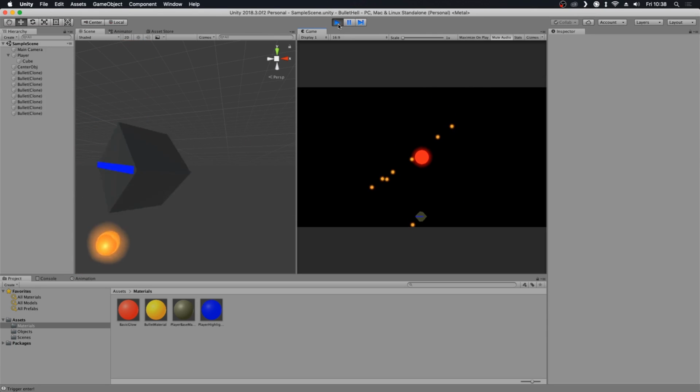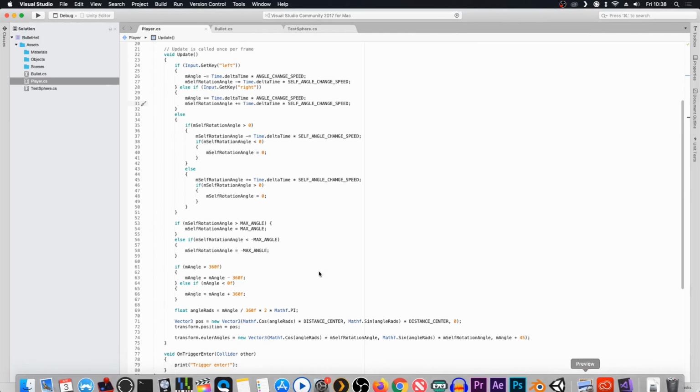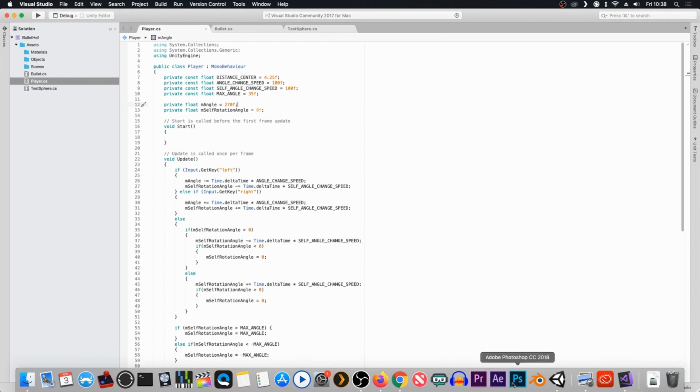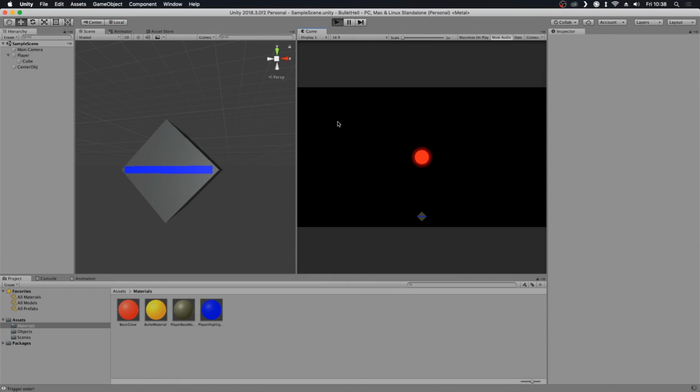Okay, and it's still very slow. So that speed needs to be a lot bigger. Maybe 100? Let's try 100 and put this back to 35. Hopefully this will look better now. Oh yeah, much better.